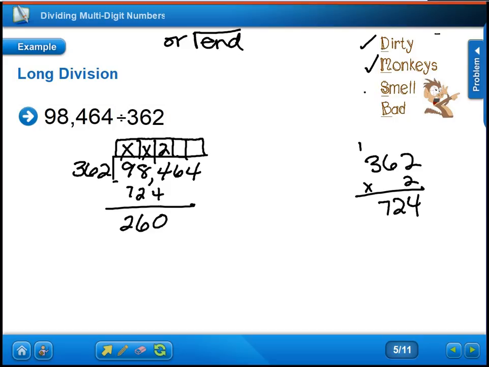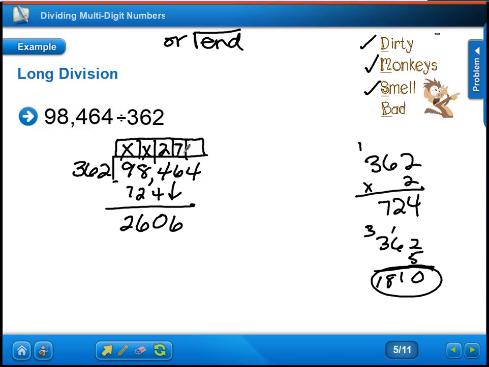Alright, so now I've subtracted, so now I have to bring down. I'm going to bring down a 6. Now I'm going to look at 2,606. Well, that's a lot larger than 984, and the furthest I've gotten was 724. So I'm going to go ahead and try 5. 362 times 5 gives me 10. That gives me 30. Plus 1 is 31. 3 times 5 is 15. Plus 3 is 18. Okay, well, I can still get closer than 1,810.